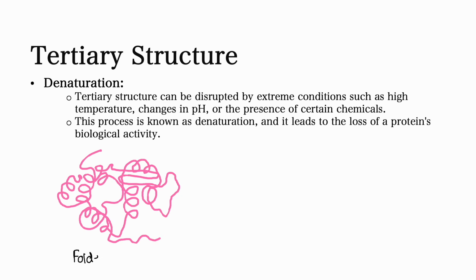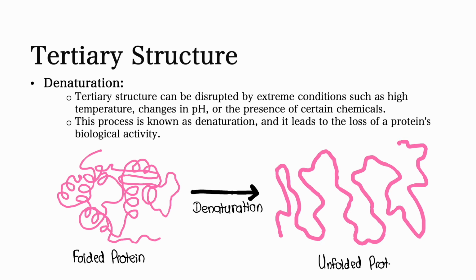When we talk about proteins, denaturation of proteins is something that comes up often. When we refer to denaturation of a protein, tertiary structures are what get disrupted. Tertiary structures can be disrupted by extreme conditions such as high temperature, changes in pH, or the presence of certain chemicals. This disruption is what is known as denaturation, and it leads to the loss of a protein's biological activity.